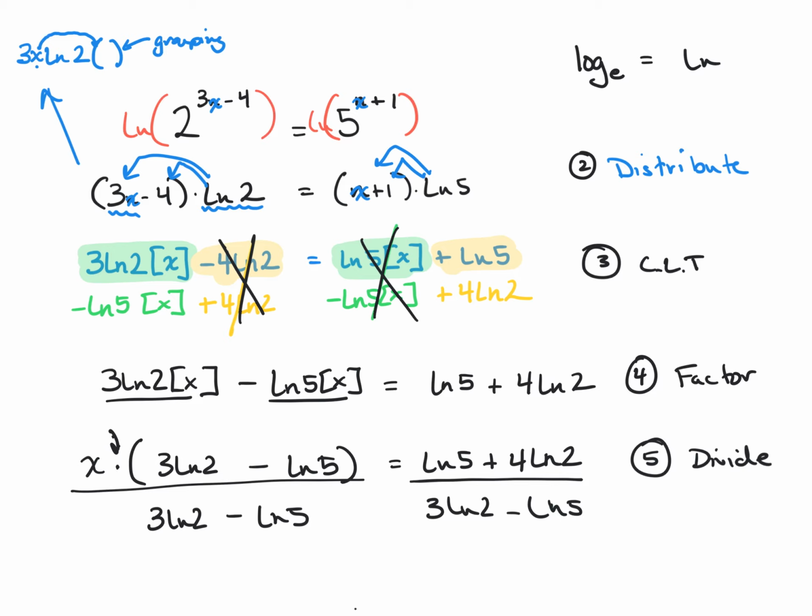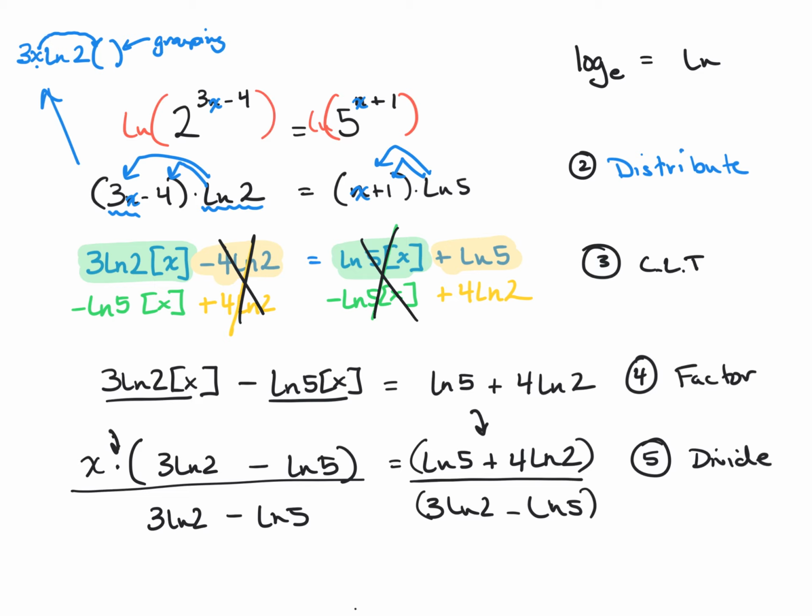Now, at this point, I'm done. I have my final answer. There is nothing that can be done here. This is a quantity, and this is a quantity, and much like we talked about before, unless quantities are identical, you cannot reduce anything. So don't try to reduce your natural log of 5 because they're both natural logs of 5. They're not.